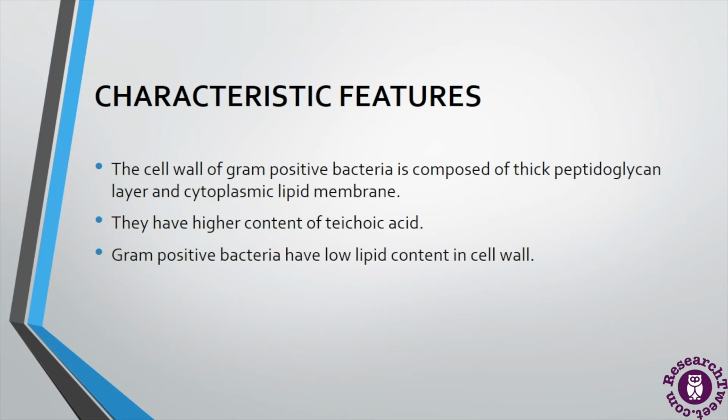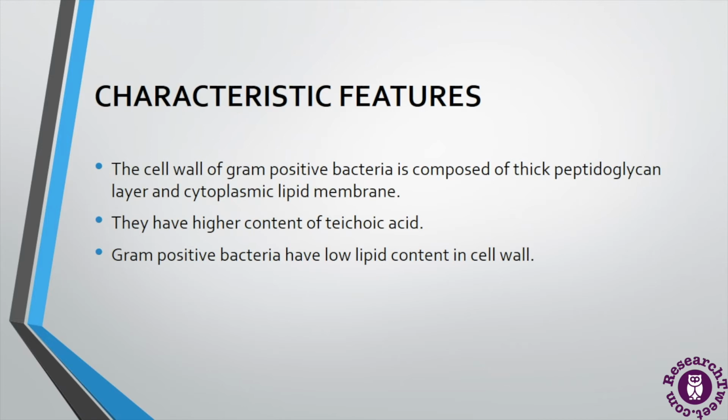Now let's discuss the characteristic features of gram-positive bacteria. As we have discussed in our earlier slides, the differentiation is done according to the cell wall composition of both types of bacteria. In the case of gram-positive bacteria, the cell wall is composed of a thick peptidoglycan layer and a cytoplasmic lipid membrane. These bacteria have a thick peptidoglycan layer as compared to the gram-negative bacteria, and also they have a higher content of teichoic acid in their cell wall.